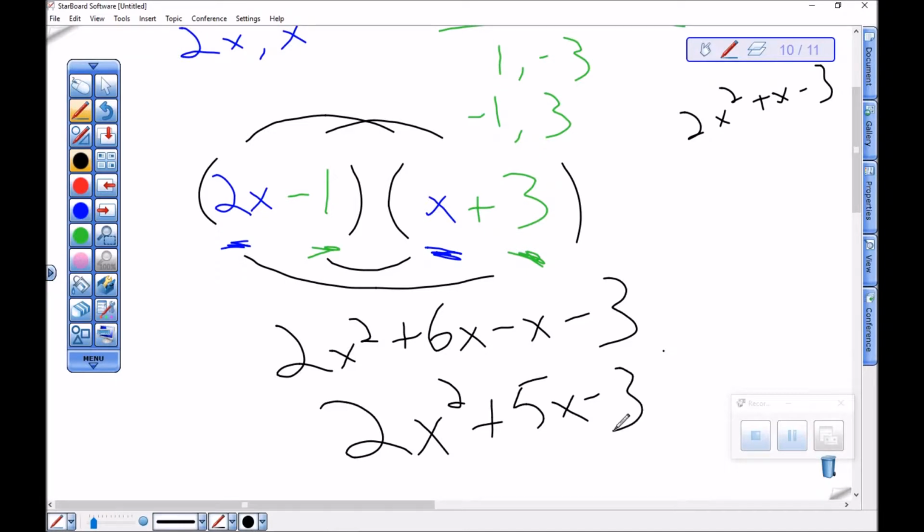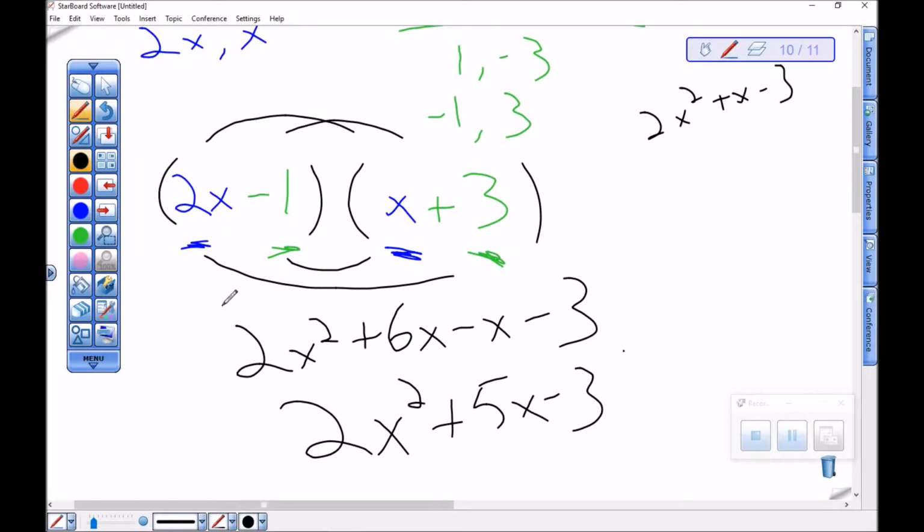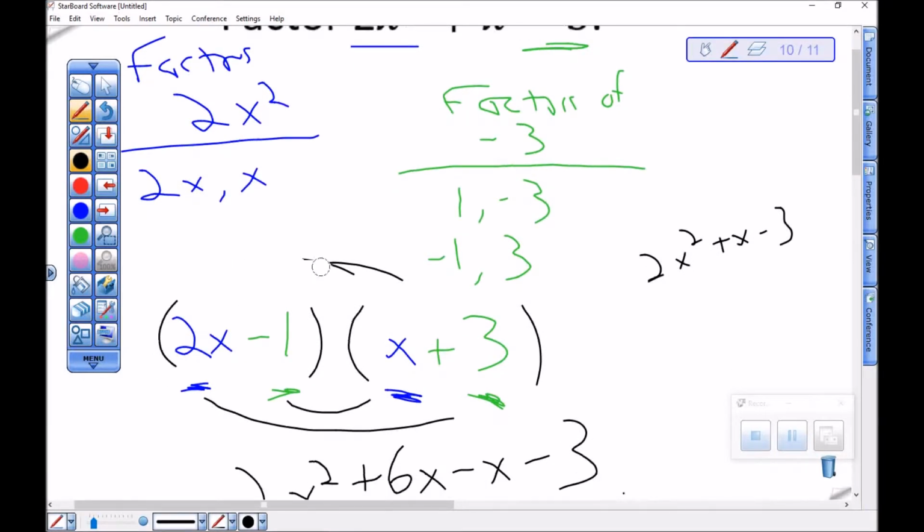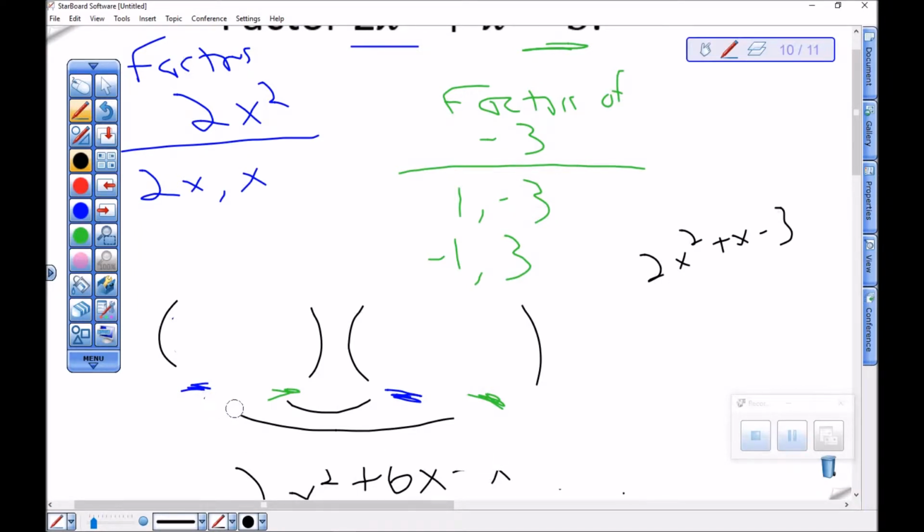Okay, that is not what I wanted. I wanted 2x squared plus x minus 3. So I'll go back to the drawing board. I wouldn't actually erase this if I was doing it on paper because I'd want to remember which ones I've done. But I'm just going to fill this in again and try to pick different factors that will work.